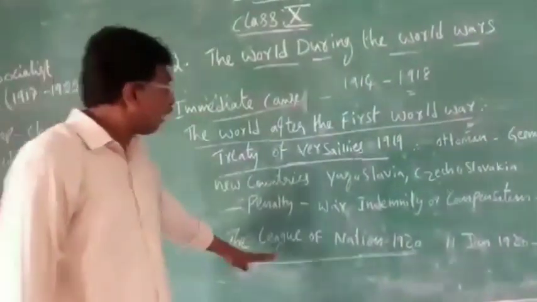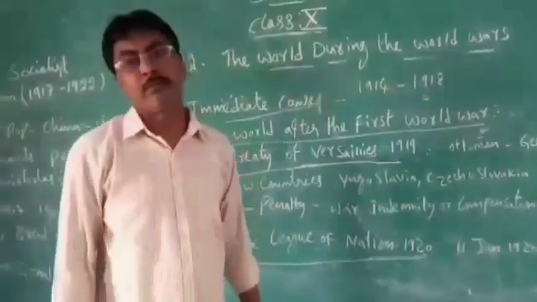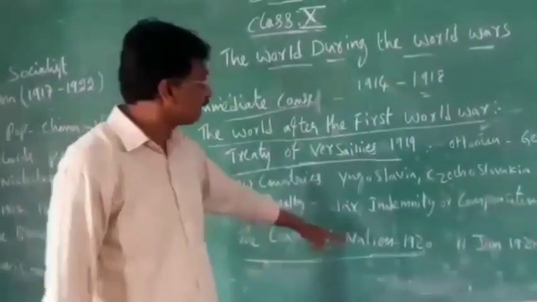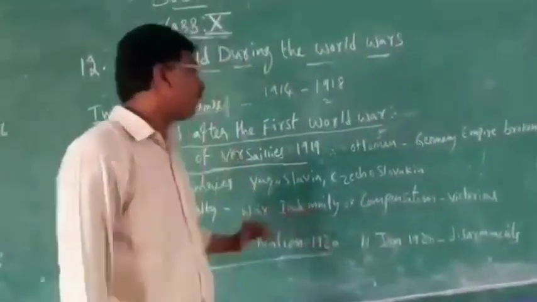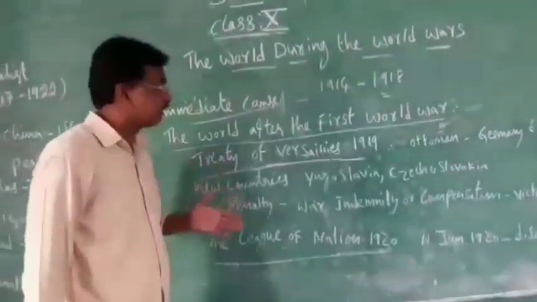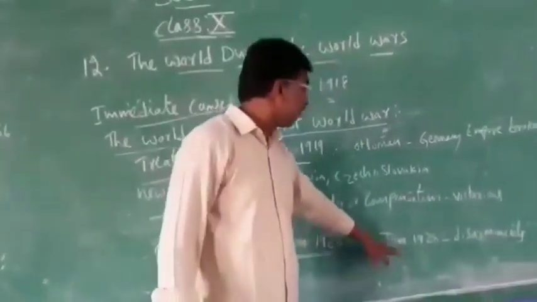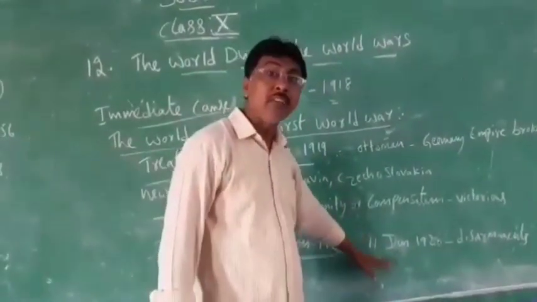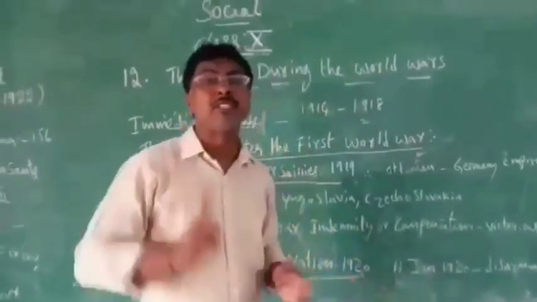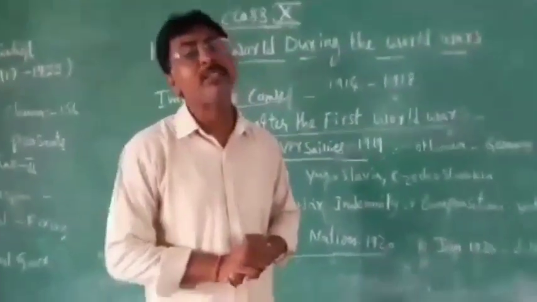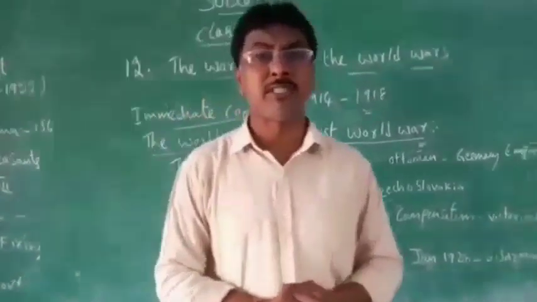And listen here, what is the meaning of League of Nations? The League of Nations was established in 1920. What is that? This was on 11th January 1920. On 11th January 1920, the League of Nations was established.